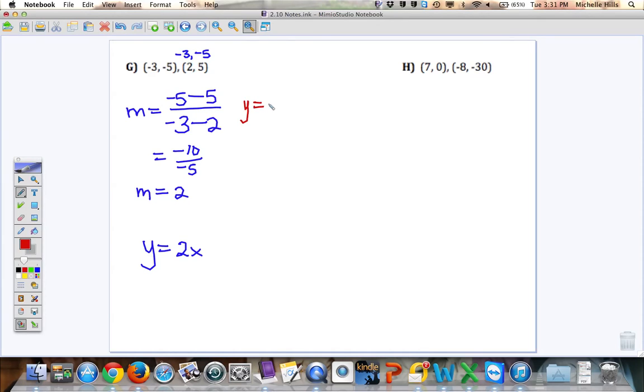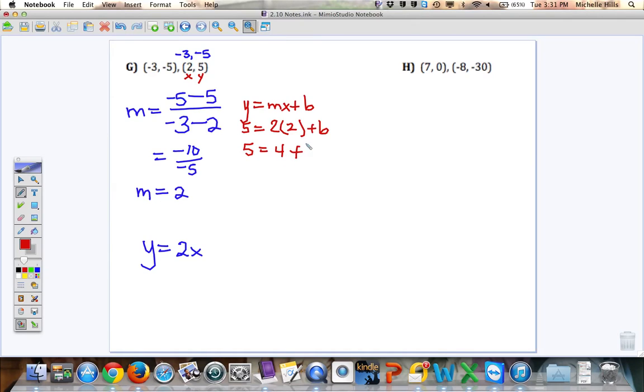I know that y equals mx plus b. I just found my slope was 2, so I'm going to substitute that for m. And then I can choose either one of these two ordered pairs to use for my x and y. I think +2, +5 looks easier. They have to be from the same point. So I'm going to substitute 2 for my x and 5 for my y, and then solve this.